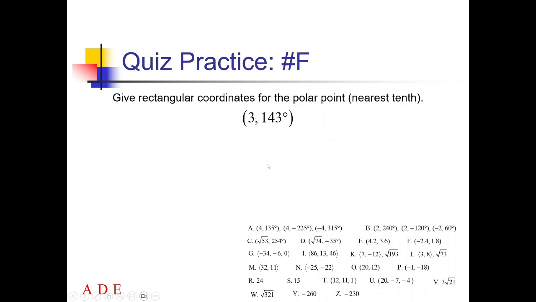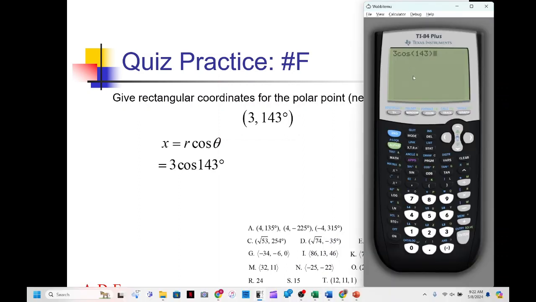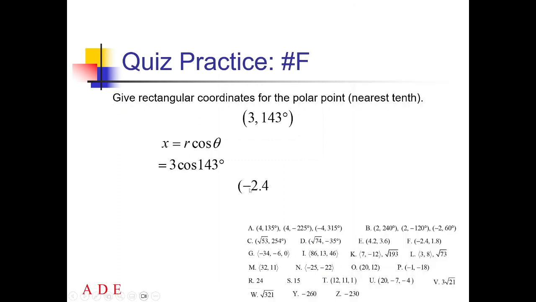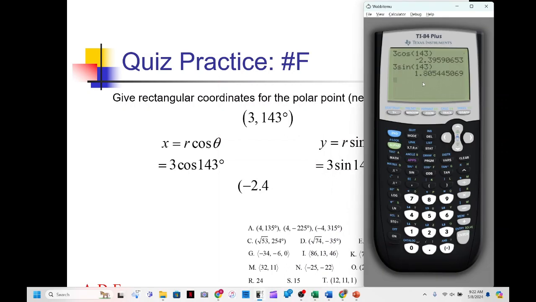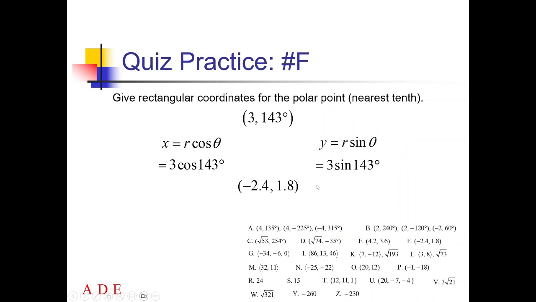For problem F, we're doing another one of these, converting it to rectangular. So let me do x equals r cos theta for that one. That's going to be 3 cosine of 143. Let me try that on the calculator. Looks like that's coming out to negative 2.4. For the y value, again, we've got r sine of theta. So 3 sine of 143. Back to the calculator. And that's giving us about 1.8. So checking with answer F, that looks like it matches completely, so it's on to the next problem.